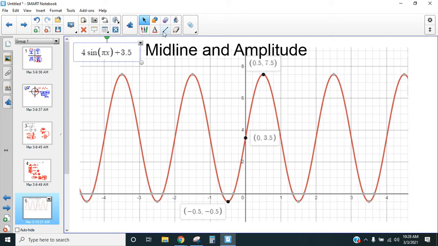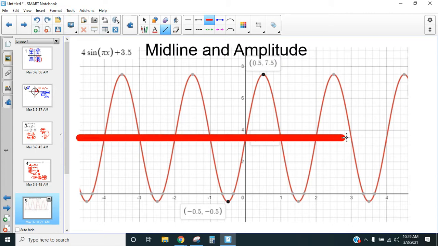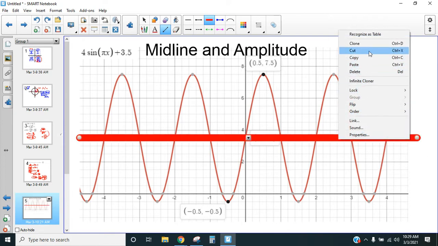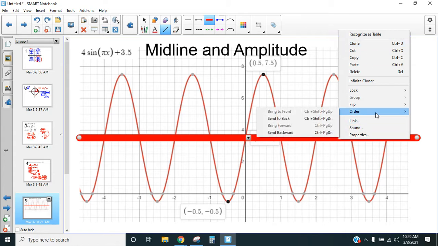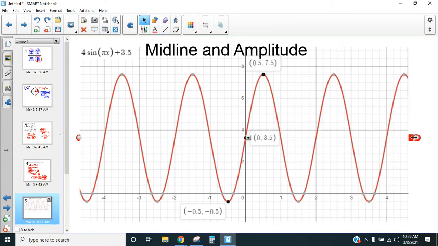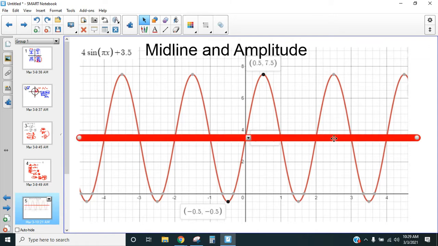Now, what's the midline? Let's talk about that. The midline is, guess what? The middle. It's the middle this way. It runs right through there. Now let me send that to the back. Order. Here, let's do this. Nope. Undo that. And then make it transparent. Yeah, there it is. Fancy.